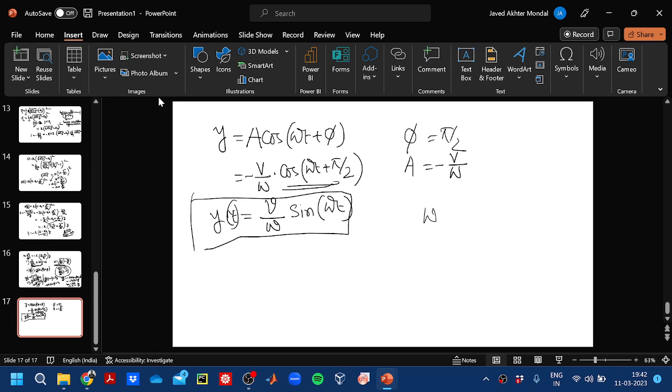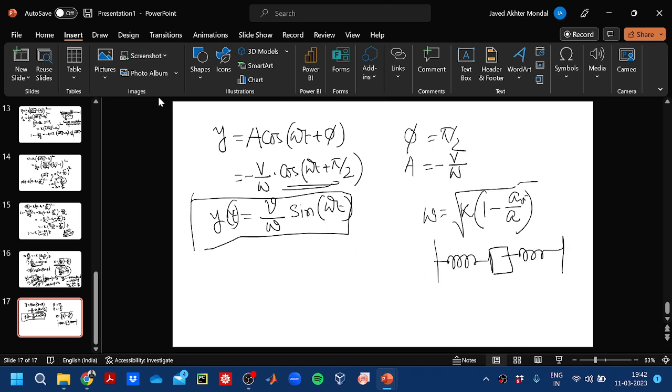And what is omega? Omega is root under k into 1 minus a0 by a. So this is the solution of this spring mass problem, if it is confined to move in this direction.